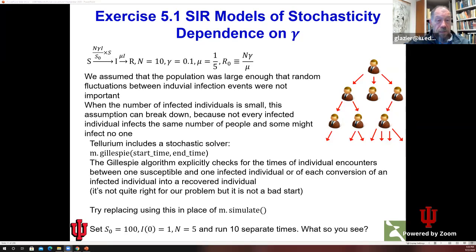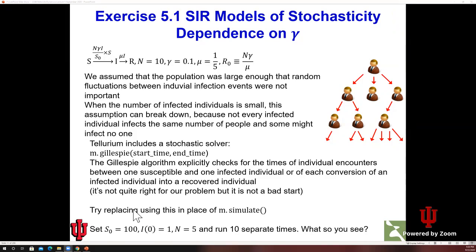Is that a clear exercise? Everybody? So why don't I give people, sorry? Where do you want us to change this?